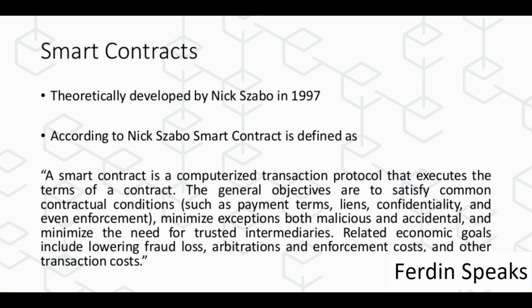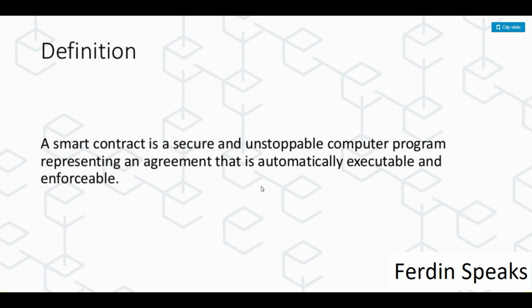He has not developed the smart contracts. In fact, he has done something called Ricardian contracts. The definition is given here as I read out. The actual definition of a smart contract is a secure and unstoppable computer program representing an agreement that is automatically executable and enforceable. So it's actually a piece of code which is executable to enforce an agreement between a buyer and the seller, or the one who sends the transaction and the one who receives the transaction. We just need to keep in mind that a smart contract is a piece of code which enforces an agreement.